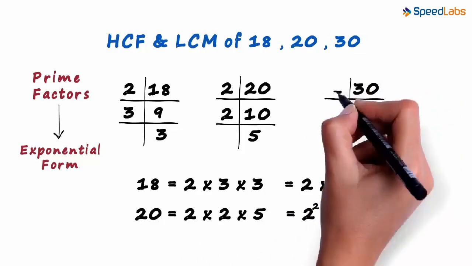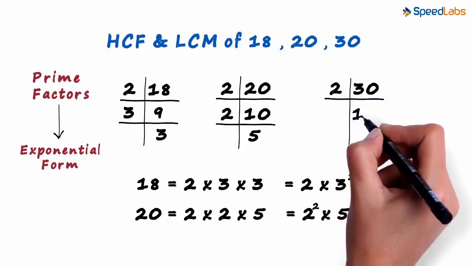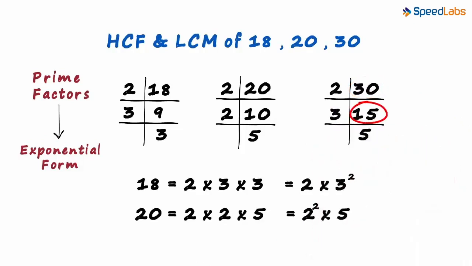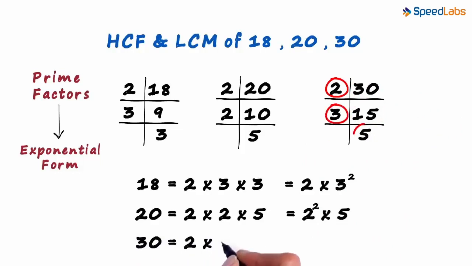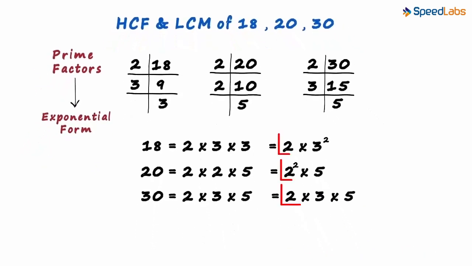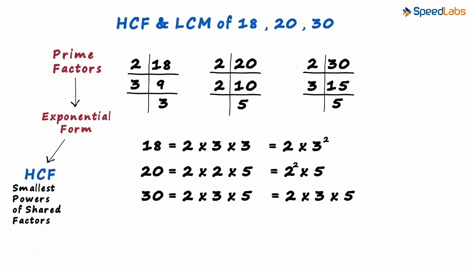It is divisible by 2 and 2 times 15 is 30. 3 times 5 is 15. So we can write 30 as 2 times 3 times 5. And in exponential form as well, it is written in the same way. Now that we have written all three numbers in exponential form, we can move on to find the HCF and LCM. To find the HCF, we multiply the smallest powers of shared factors.